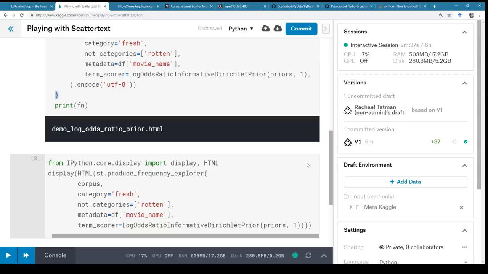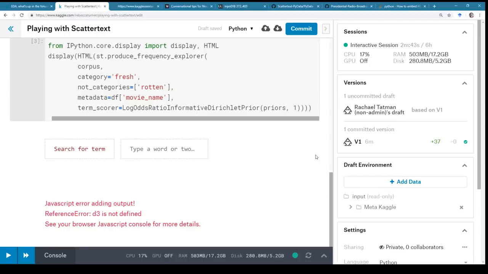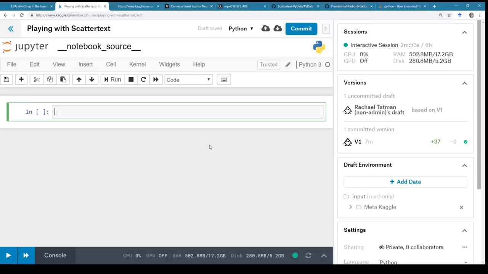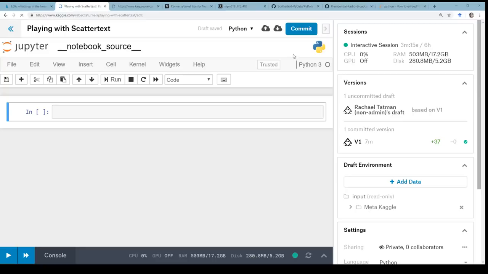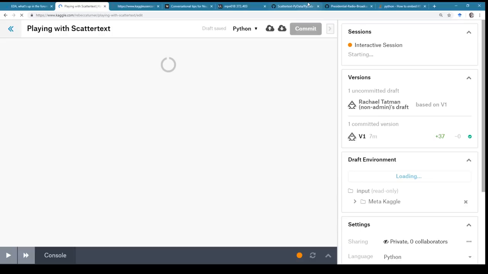All right, it ran. JavaScript error adding output. Reference error. D3 is not defined. See your browser JavaScript console for more details. Well, okay. That's not something that should happen. I don't know how we did that, but that definitely seems like a bug. Let's try refreshing the kernel real quick. Yeah, I would hope they wouldn't be saved. So that was fun. Hopefully we can fix it with a quick refresh.